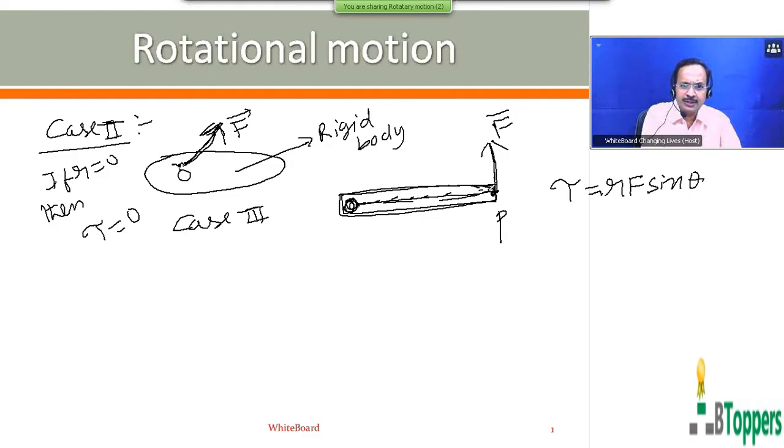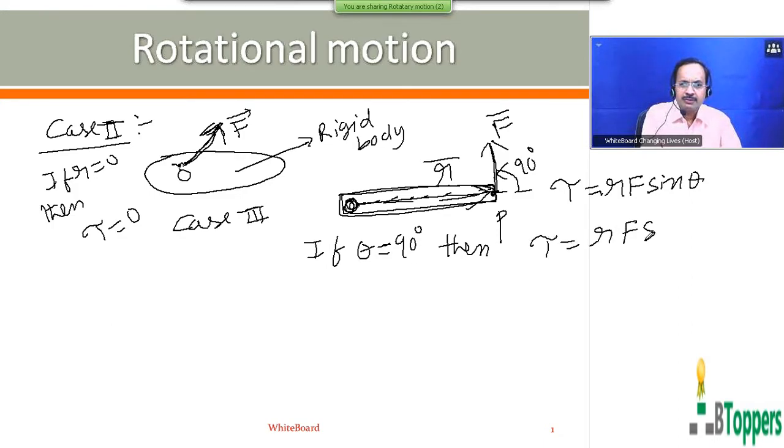So for a given magnitude of the force and for a given value of R, the magnitude of the torque is maximum when F bar acts perpendicular to R bar. So if theta is 90 degrees, then the magnitude of the torque or moment of the force will be equal to RF sin 90 degrees, or simply you can write R into F, since sin 90 degrees is equal to 1.